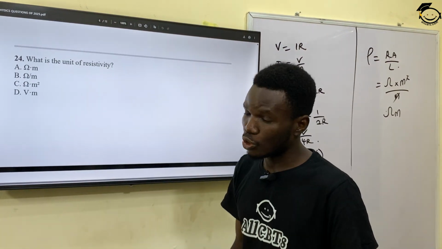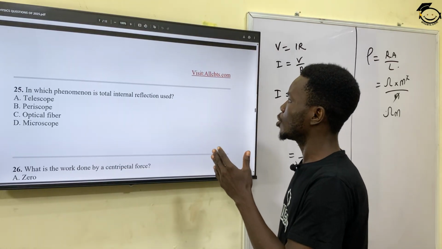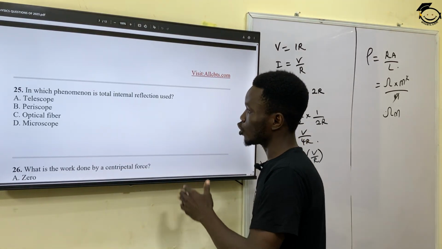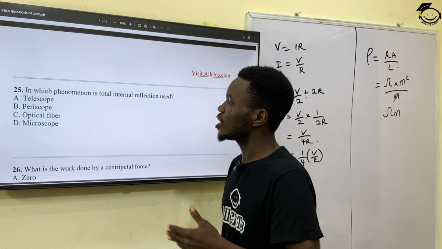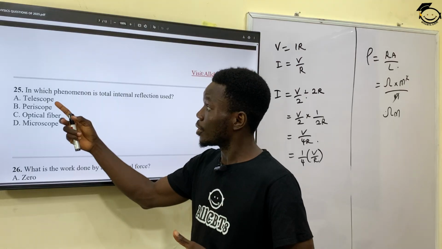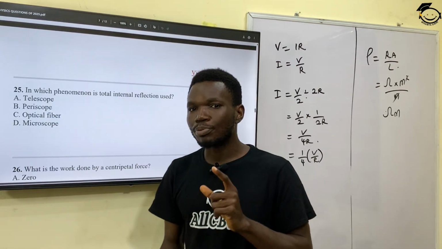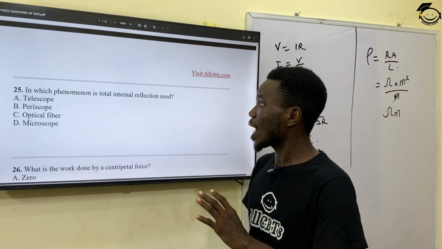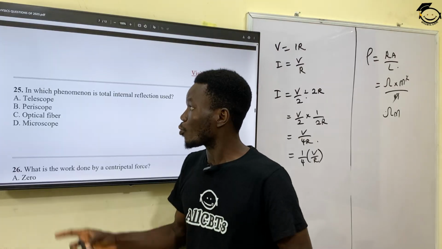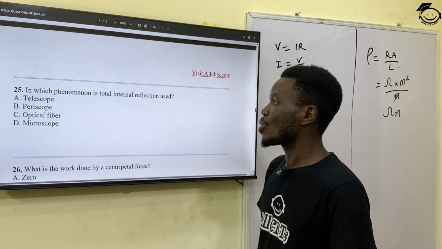So that takes us to question number 25, which says, in which phenomenon is total internal reflection used? Please note that total internal reflection is not applicable in the telescope. It is not applicable in the periscope. It is applicable in optical fibers. So your optical fibers make use of what? Total internal reflection, which is option C. So option C is the correct answer to question number 25.